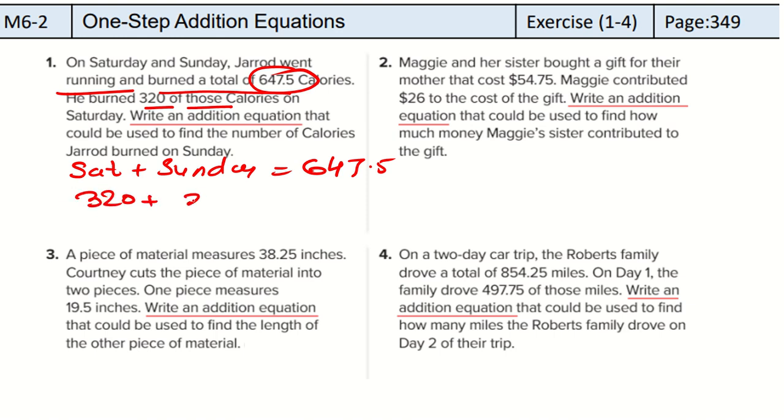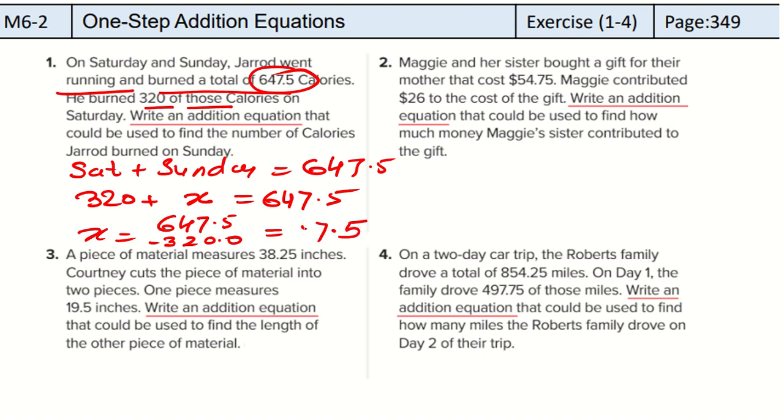So on Sunday, let's take it as X. So this is 647.5. So just make it subtract. So X is equal to 647.5 minus 320.0. So this answer will be 5 minus 0, 5. It is just a simple subtraction. Okay. 7 minus 0, 7. Where I am writing 5.7. 4 minus 2, 2. 6 minus 3, 3. So this is the answer. 327.5 calories he burnt on Sunday.